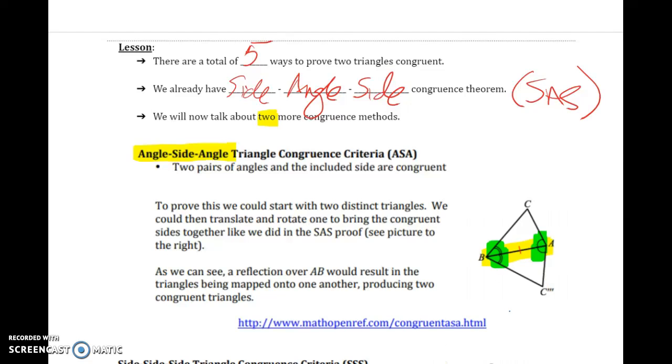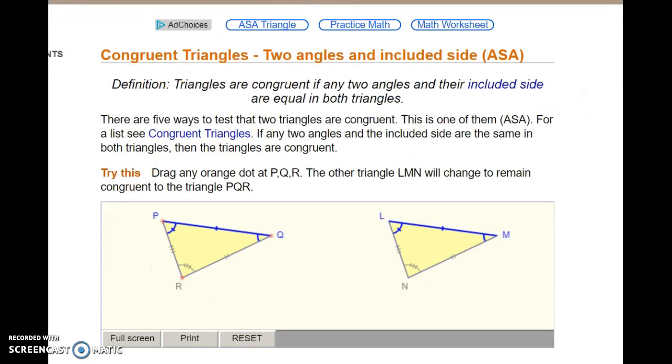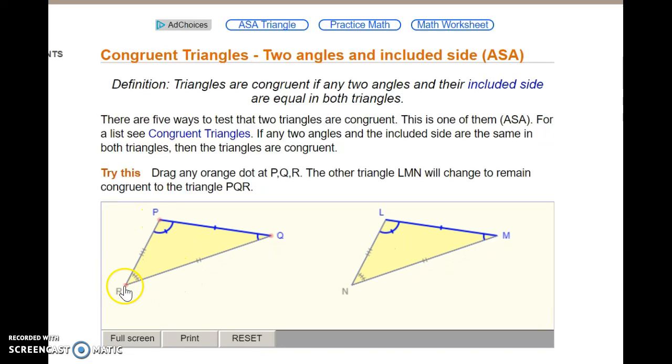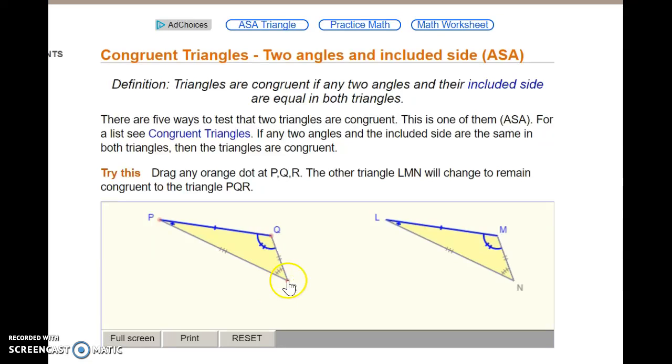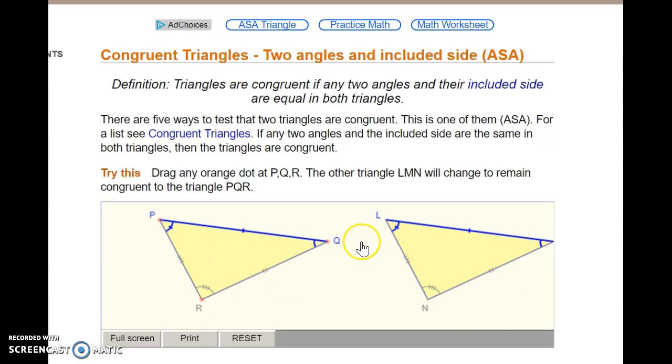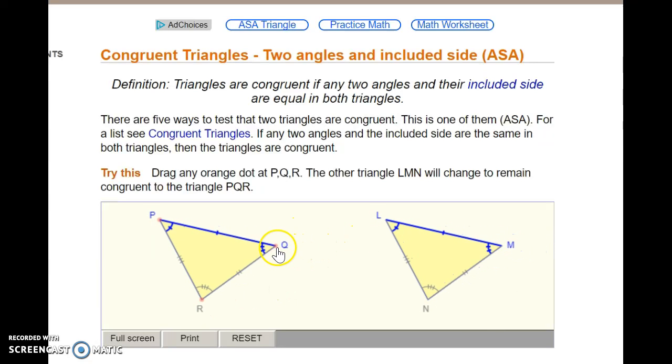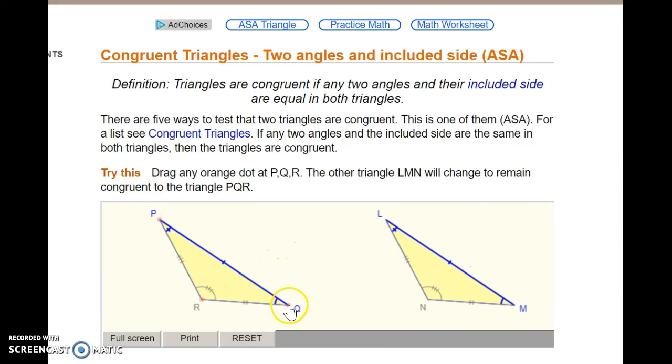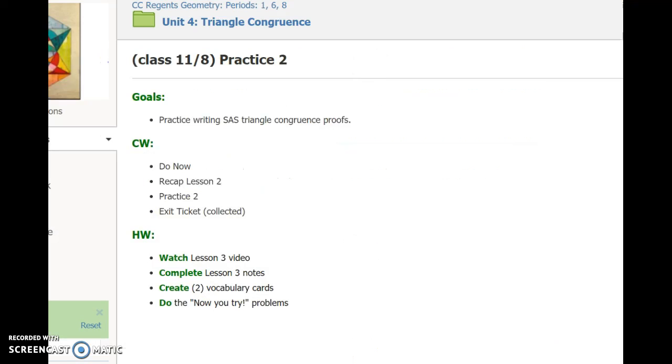We can see in the example here that if I adjust the angle P and Q, the 2 triangles stay exactly the same. I can adjust the length of P and Q, and it's just the same on L and M. The triangles are still congruent. So if we have 2 angles and a side included, or in between those 2 angles, then the triangles are congruent. That is what angle, side, angle states.